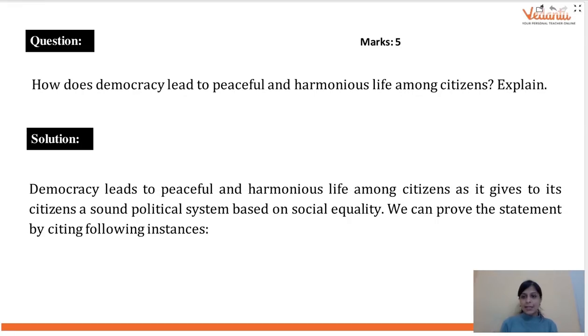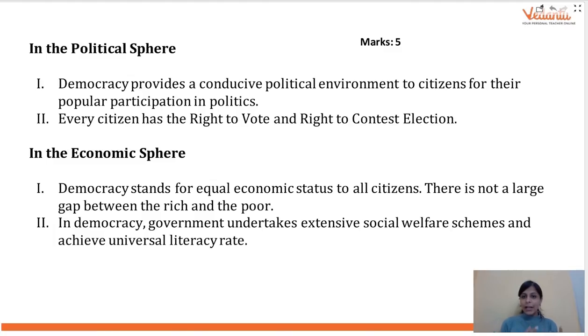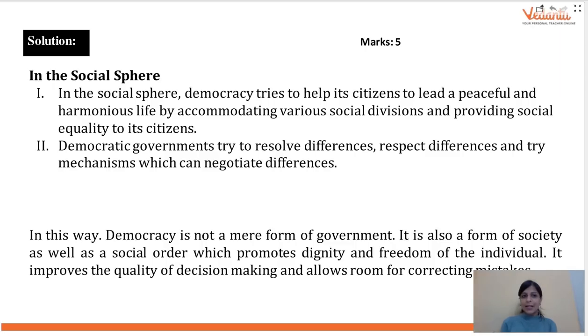So here's the answer, how you can prove it: right to vote, right to contest in the political sphere. You can separate it and talk about the economic sphere in different points, but I've clubbed the answer. If you write it this way, you're going to score more marks. But anyway, the points are the same. Again, the social sphere. So yes, you can conclude it's not just a form of government. It is a form of society as well as social order. Like we discussed in the last question, you can use the concluding statements accordingly.